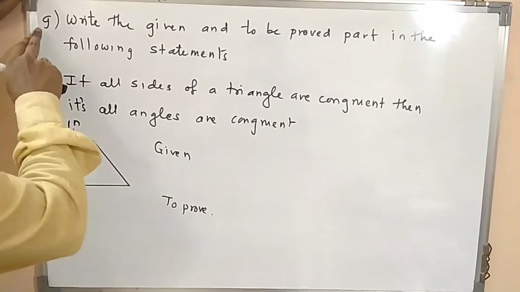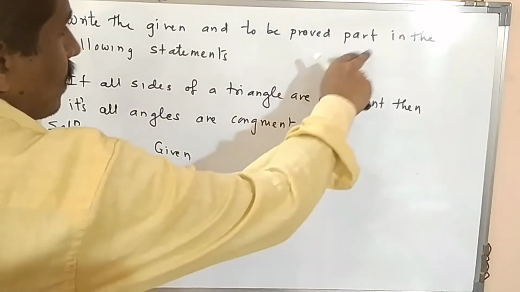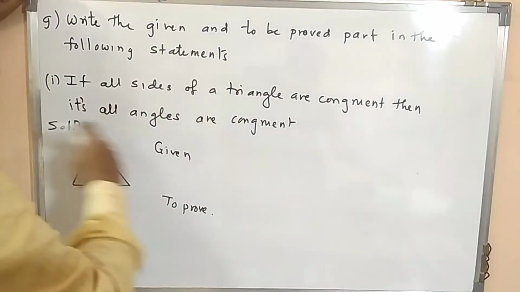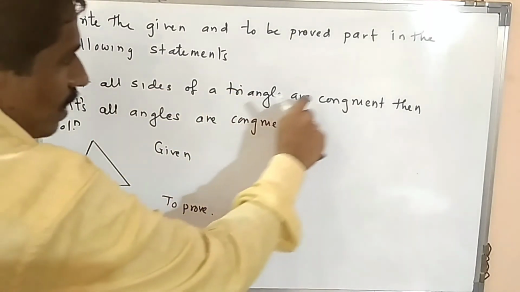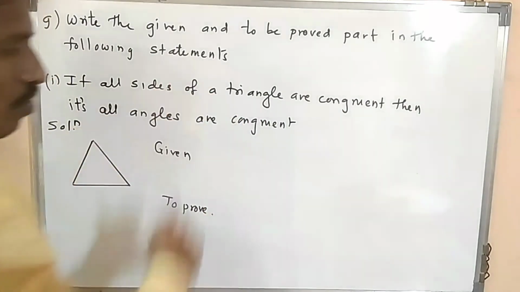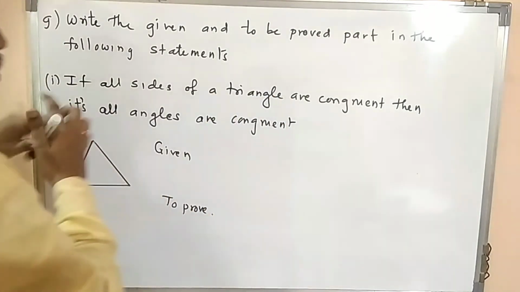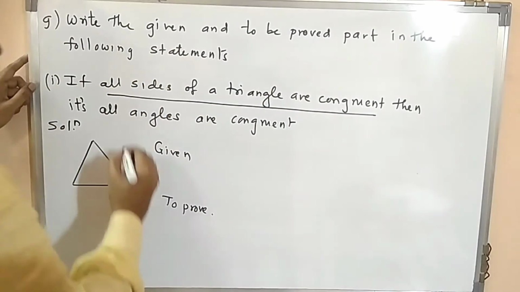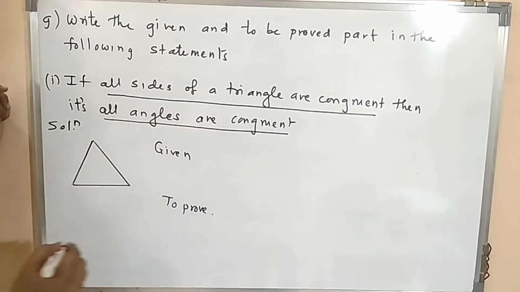Understood? Question number 9. Write the given and to be proved part in the following statement. Here, the conditional statement is given: if all sides of a triangle are congruent, then its angles are congruent. So what is given part? All sides of a triangle are congruent. This is given part. And all angles are congruent. This is to be proved part.